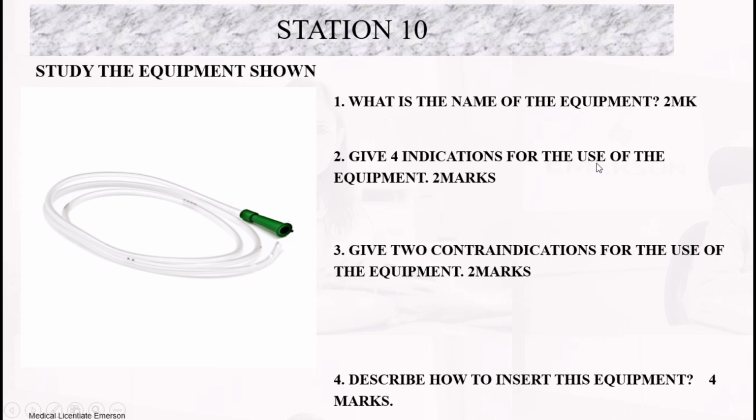Give 4 indications for the use of the equipment. Give 2 contraindications for the use of the equipment. Describe how you insert this equipment. Okay, this is a nasogastric tube, but most likely a nasogastric tube, since they've stopped using people's names. So give 4 indications.